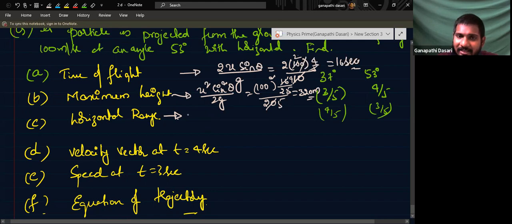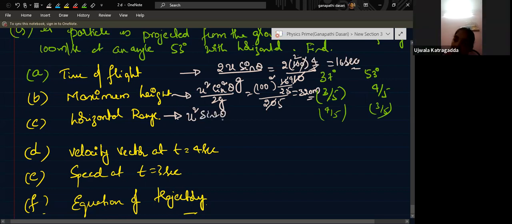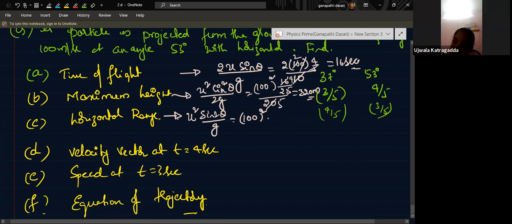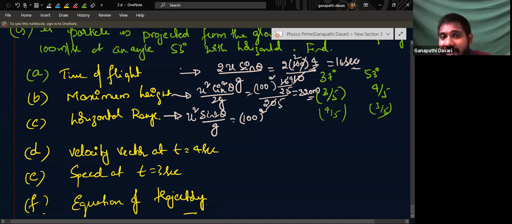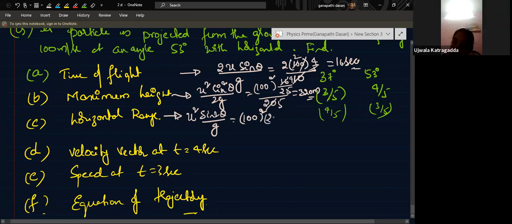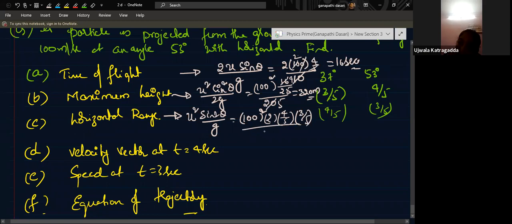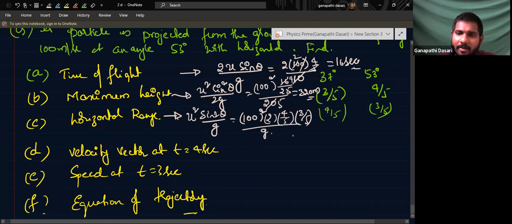That is u square sin 2 theta by g. u square sin 2 theta by g is 100 square into sin 2 theta. Directly using sin 2 theta here is difficult, so directly use the formula 2 sin theta cos theta. Sin theta is 4 by 5, cos theta is 3 by 5. Perfect.